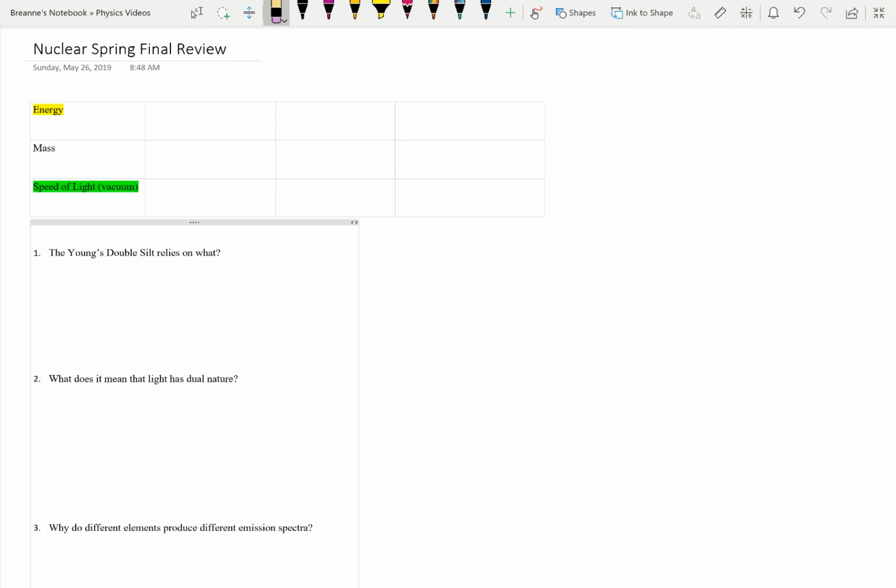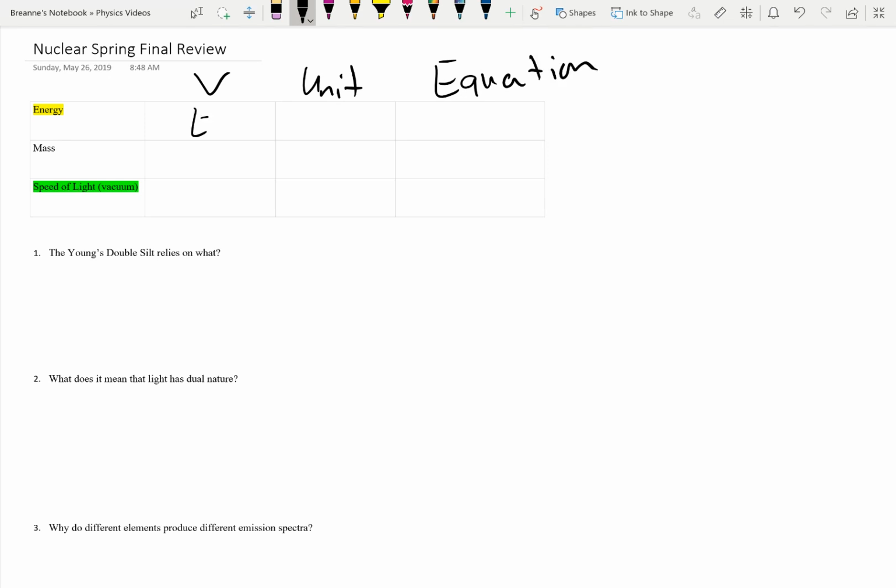Let's dive into the nuclear part of the video. So again, this table goes at the beginning of your review. This will be your variables, your unit, and equations. So energy is represented with an E. Your variable is what goes into the equation. Your unit is what goes behind the number. So it's represented with joules with a J, and your equation for energy in nuclear is E equals mc squared.